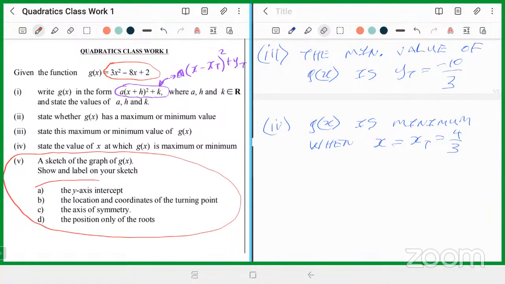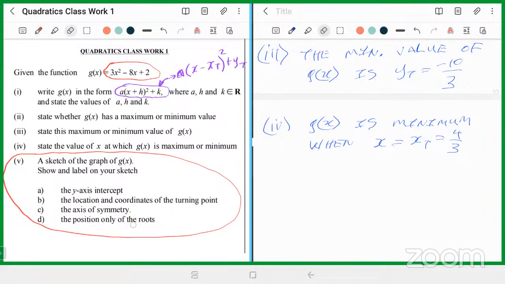And here they are listing the things that they must put on the sketch. But even if they did not list these things for you, you must know that these are the critical things that you must put on the sketch. What are the critical things? The y-axis intercept, where the graph crosses the y-axis. The turning point. You want the location and the coordinates of the turning point. They want the axis of symmetry in this one, and then they want us to state the position only of the roots. They don't want us to get the roots' values. They just want to show the position of the roots. And the roots are the points where the graph intersects the x-axis.